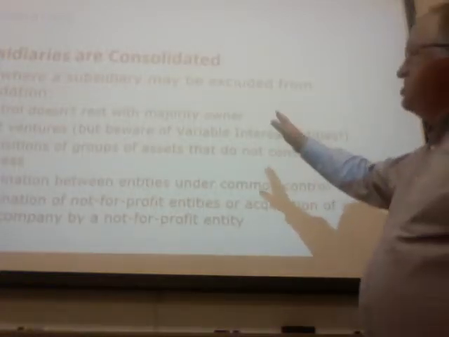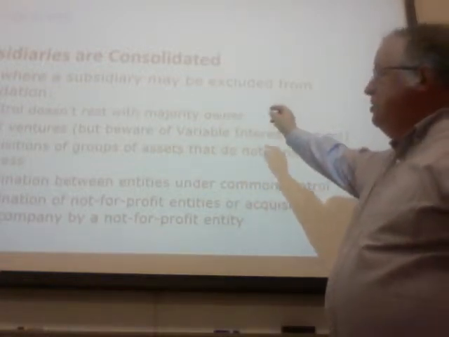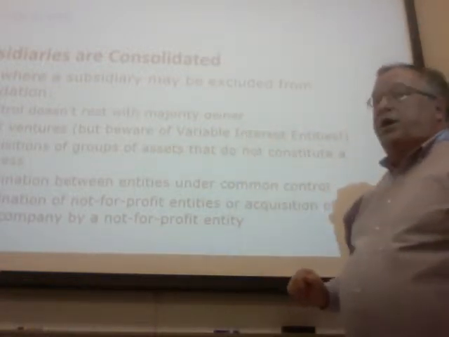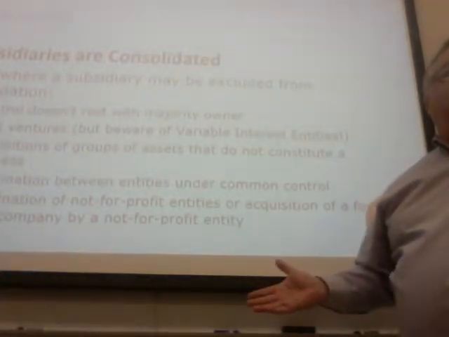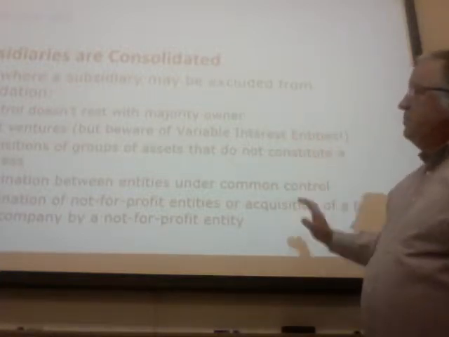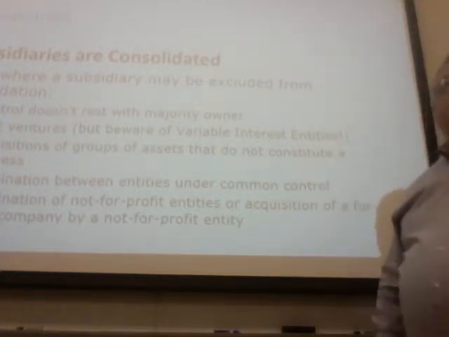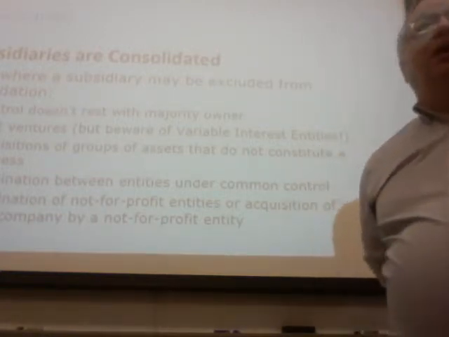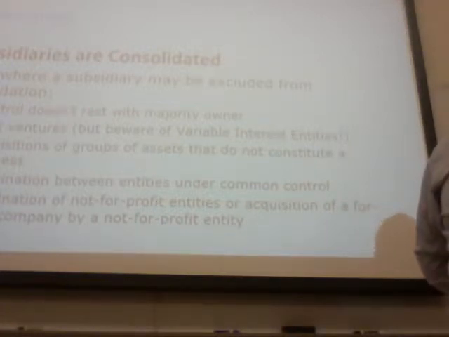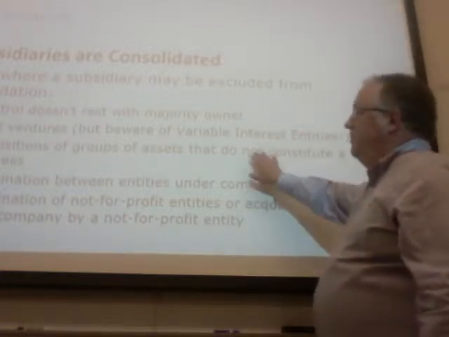Okay, subsidiaries are consolidated, always. There are cases where they may be excluded from consolidation: control doesn't rest with the majority owner. If you don't have control in fact, then you probably account for it with the equity method if you merely have significant influence. Some joint ventures don't have to be consolidated, but beware of variable interest entities, and we'll talk about those later. The Enron Raptor partnerships were our first variable interest entities that we all got slapped in the face with in this country. That's where the term comes from.